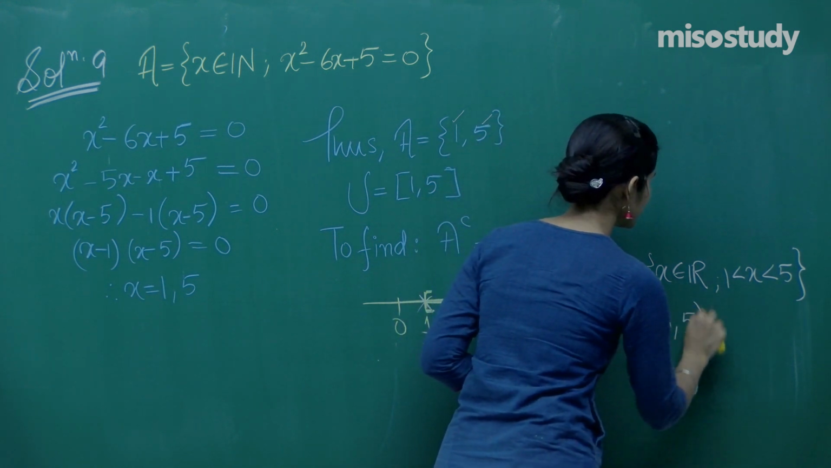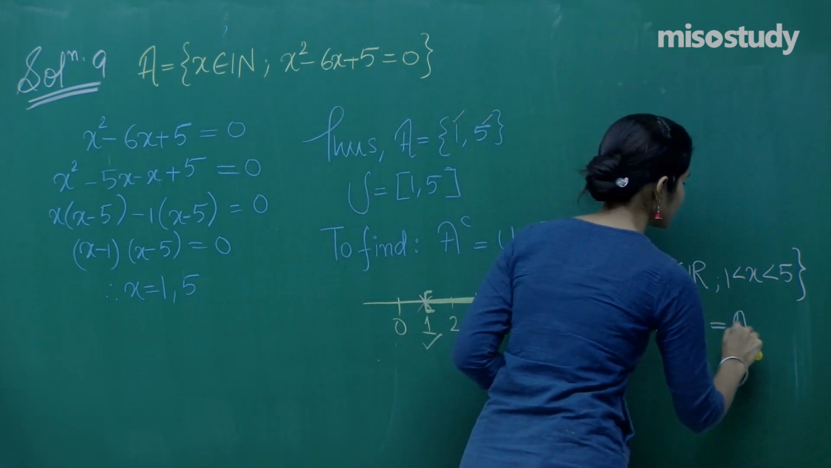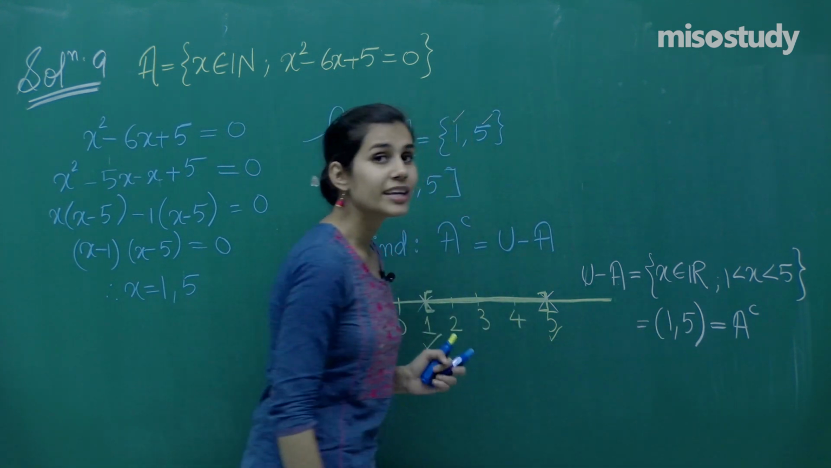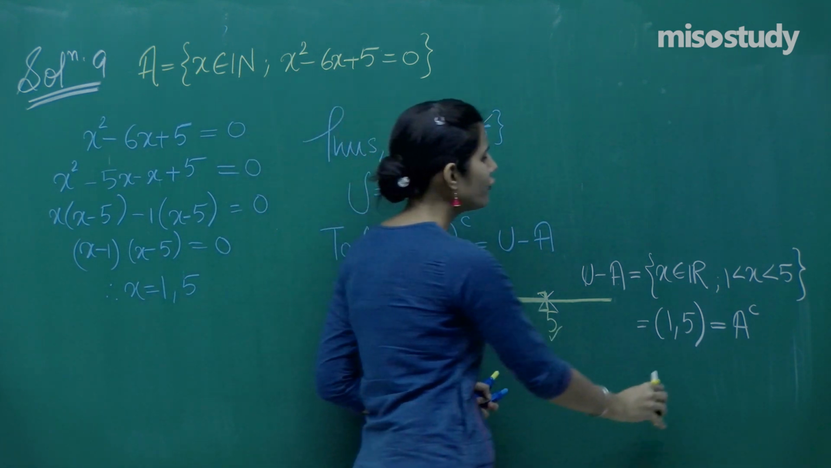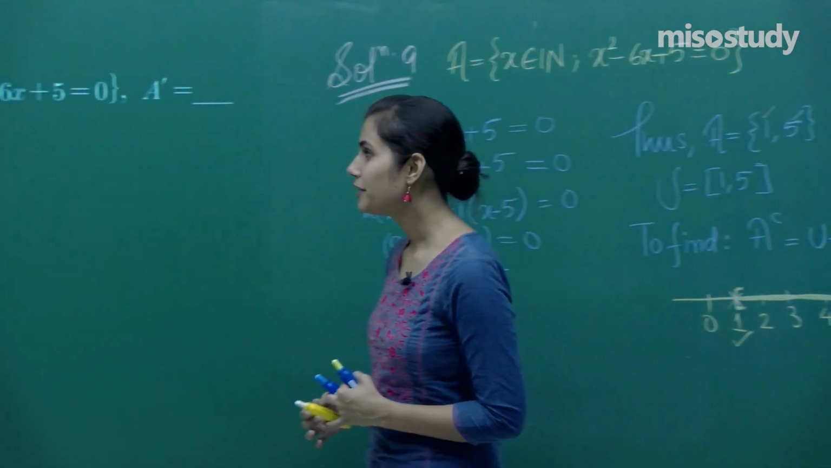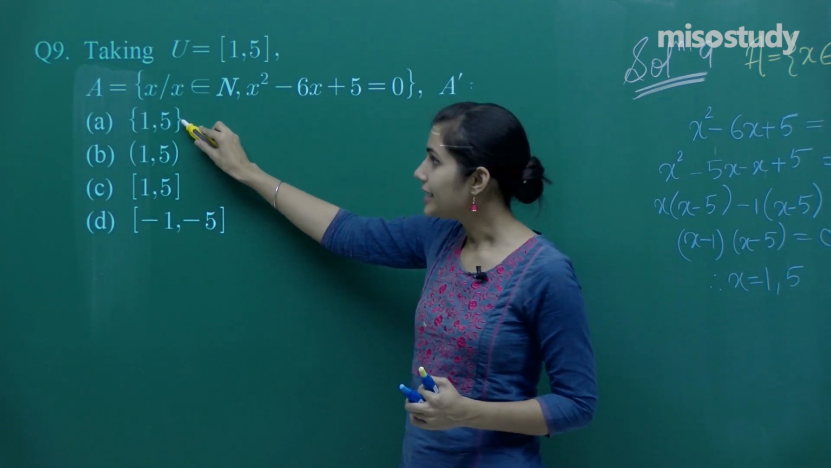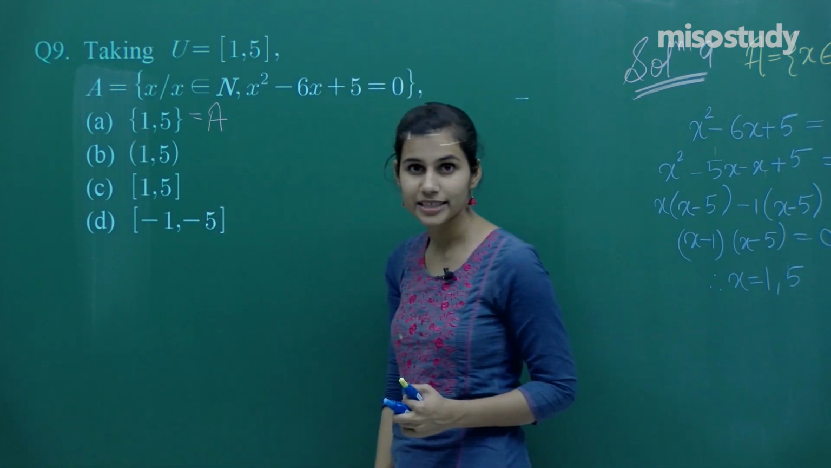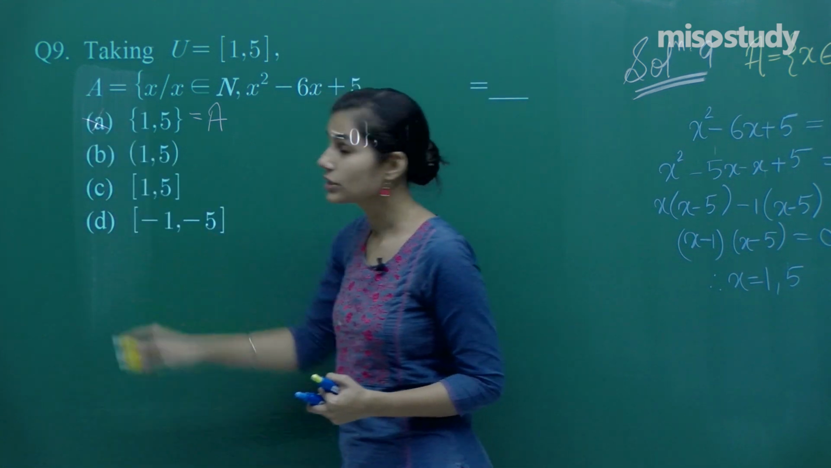This is the answer, because U minus A is nothing but a complement, and therefore after removing A from the universal set, which is the closed interval [1, 5], I have obtained the open interval (1, 5). Let's see if it is there in the options. Option A gives me set (1, 5). Yes, this is my set A. Of course, we know this was the set A that we obtained, but I want the complement, and therefore I cannot mark this as the right option.